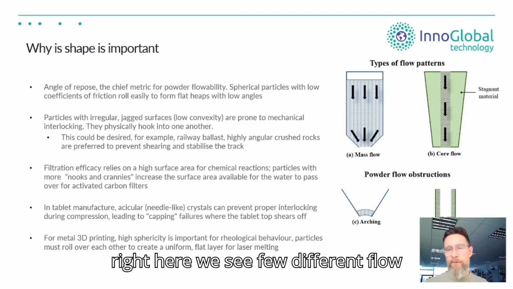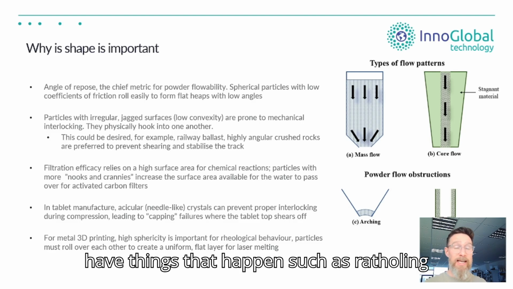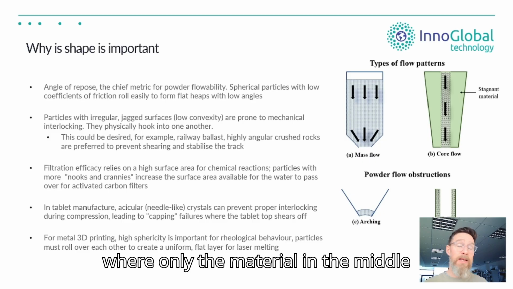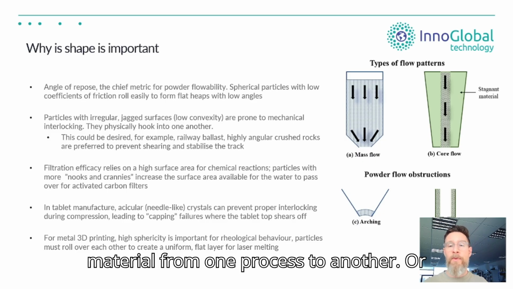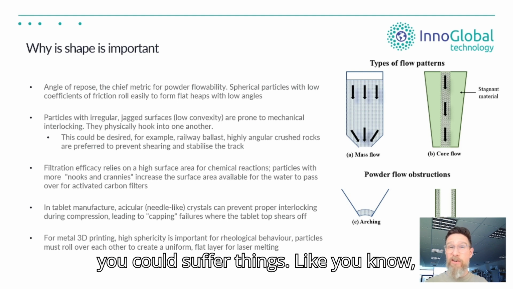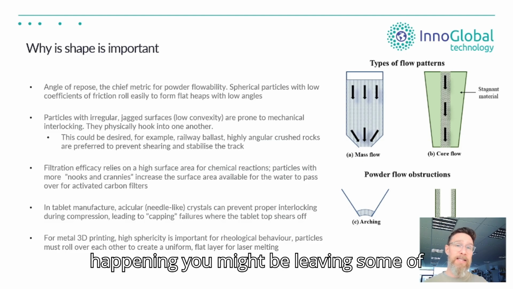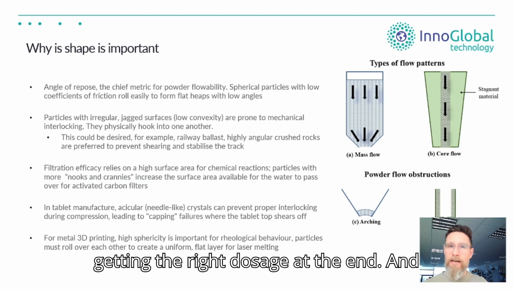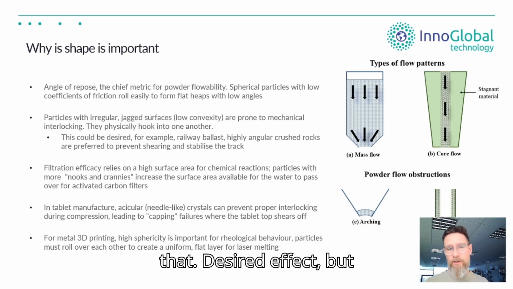On the right here, we see a few different flow patterns that are undesirable. You can have things that happen such as rat holing, where only the material in the middle will fall out through the orifice when moving material from one process to another. Or you could suffer things like segregation. You want an even product content uniformity, and if that's not happening, you might be leaving some of the desired material behind and not getting the right dosage at the end. Tablet manufacture would be a good example of that undesired effect.